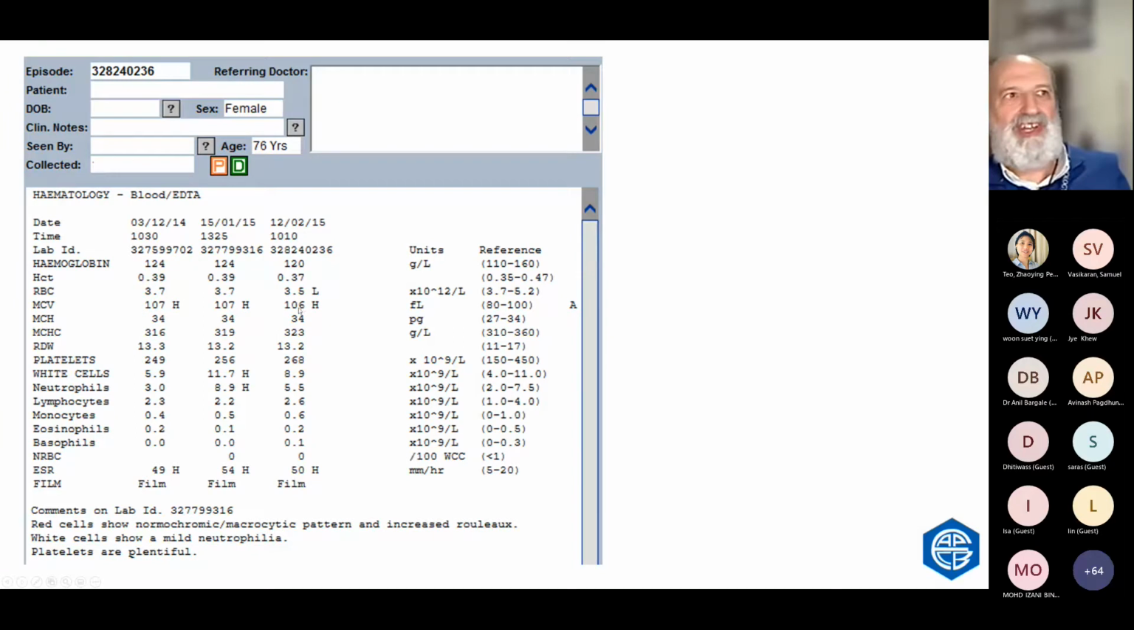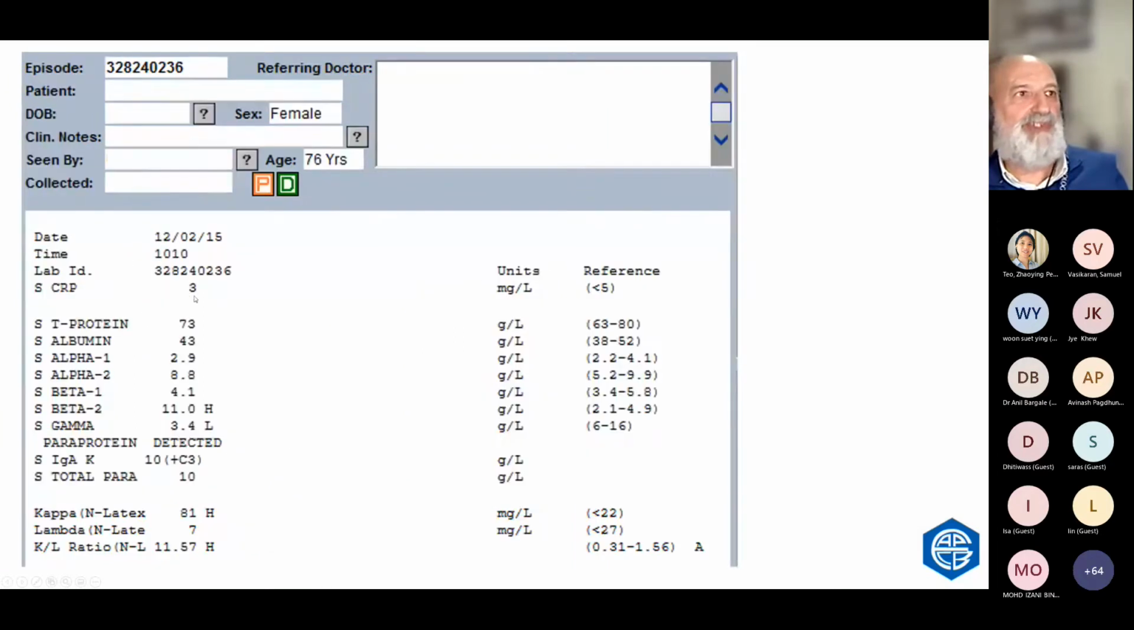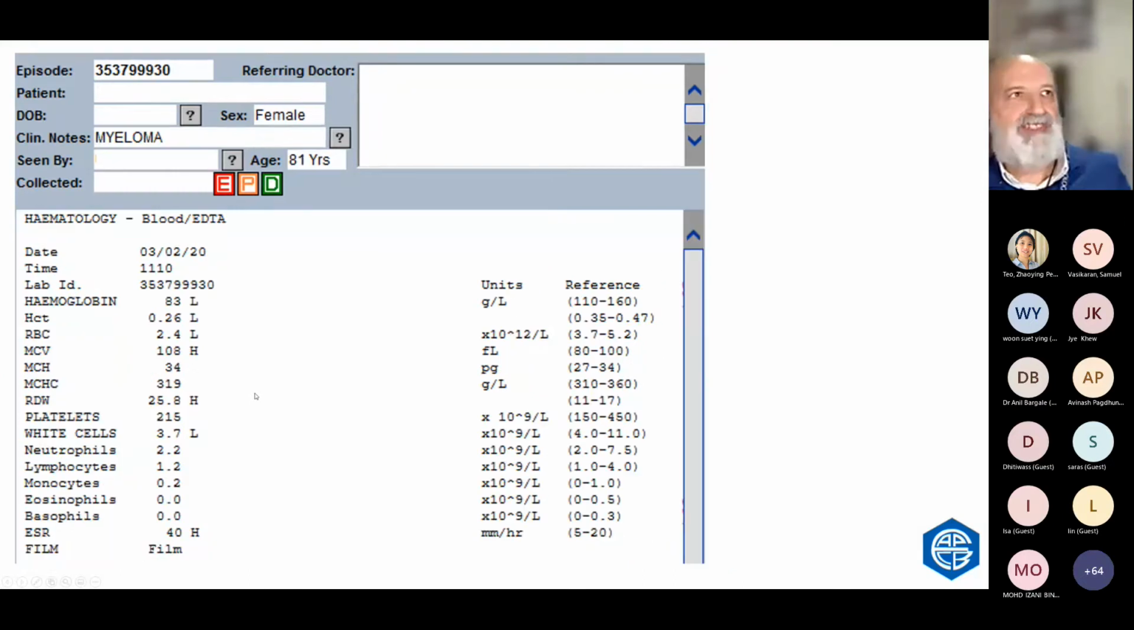Macrocytosis isn't really a sign of inflammation. So why is the ESR raised? Well, the CRP is normal. A raised ESR can be due to a paraprotein, and she unfortunately had a 10-gram paraprotein, which was confirmed with light chains, kappa light chains. So she had myeloma as the cause of her macrocytosis.